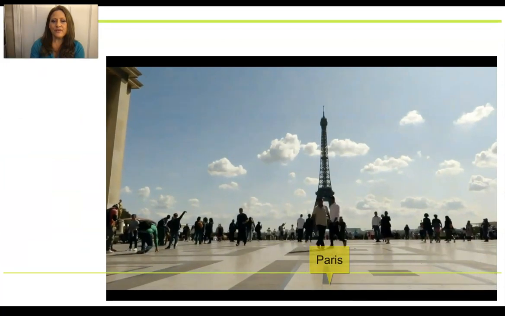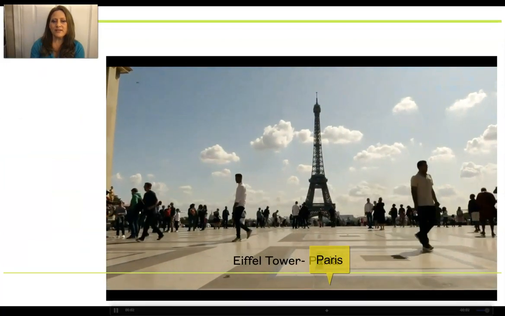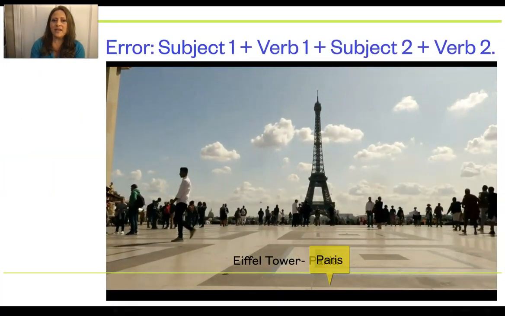So first of all, the first one is inserting a period. And it's inserted right after the first independent clause. So the first independent clause is subject 1 and verb 1. And then subject 2 and verb 2 is the second clause. So this is where you would want to put the period.